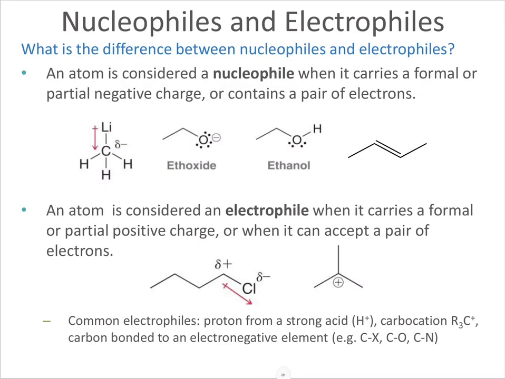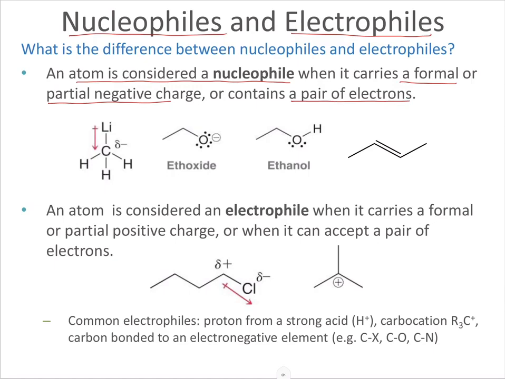Hello, let us talk about nucleophiles and electrophiles. Well, what are nucleophiles and what are electrophiles? An atom can be considered to be a nucleophile when it contains a formal negative charge or a partial negative charge, or when it has a pair of electrons that it can donate to another atom.